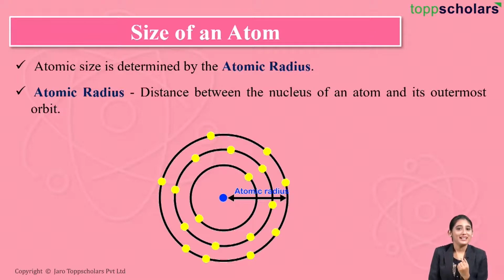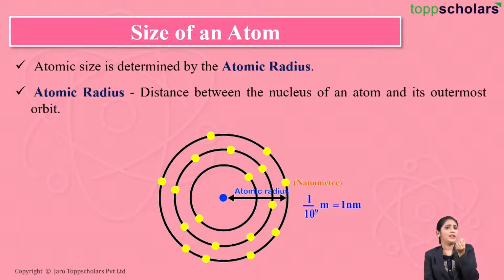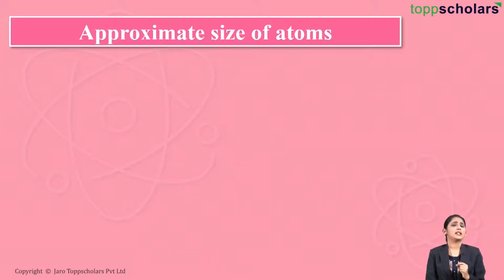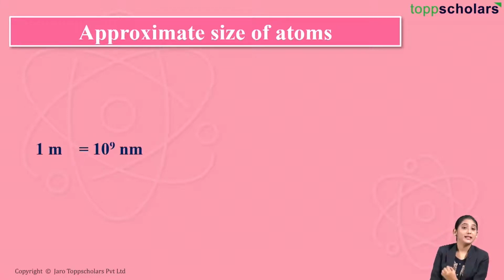Now, this atomic radius is measured in nanometers, which means that 1 upon 10 raised to 9 meter is 1 nanometer. So, what is 1 nanometer? 1 nanometer is 10 raised to minus 9 meters. So, the size of an atom is determined by the atomic radius, and atomic radius is the distance between the nucleus of an atom and its outermost orbit. So, friends, here we discussed that the atomic radius is measured in nanometers, right? And we saw that 1 meter is equal to 10 raised to 9 nanometers, right?